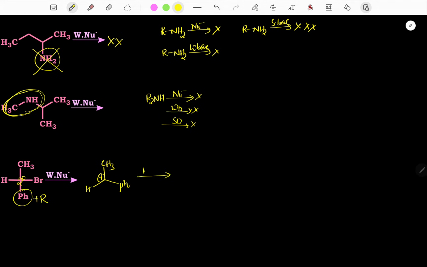Now it reacts with the weak nucleophile. So the nucleophile attacks from both sides. With CH3, Ph, hydrogen, the nucleophile attacks from the right side, and another possibility, the nucleophile also attacks from the left side. So right side nucleophile, left side nucleophile. It is simply the SN1 mechanism.